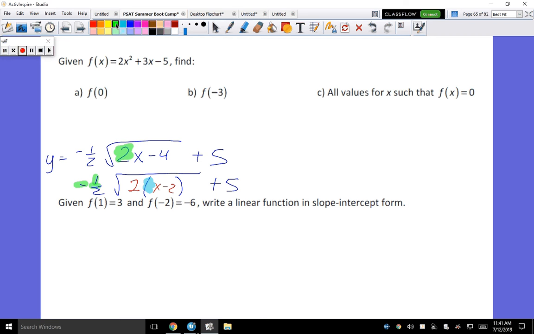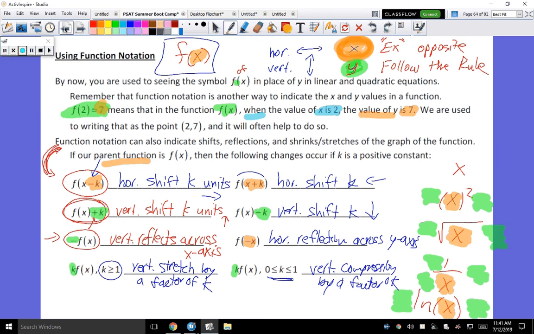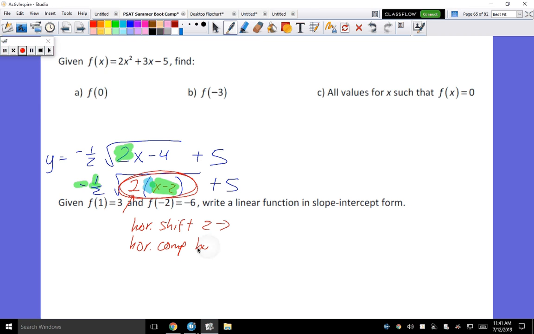Let's do the first one. Okay? So what is that? So horizontal shift 2 to the right. What's this? Nice. It's a horizontal compression. It looks like a stretch, but because it's with the x, just like I showed you over here, with the x, you're going to do the opposite. So it would be a compression by what? 1/2.